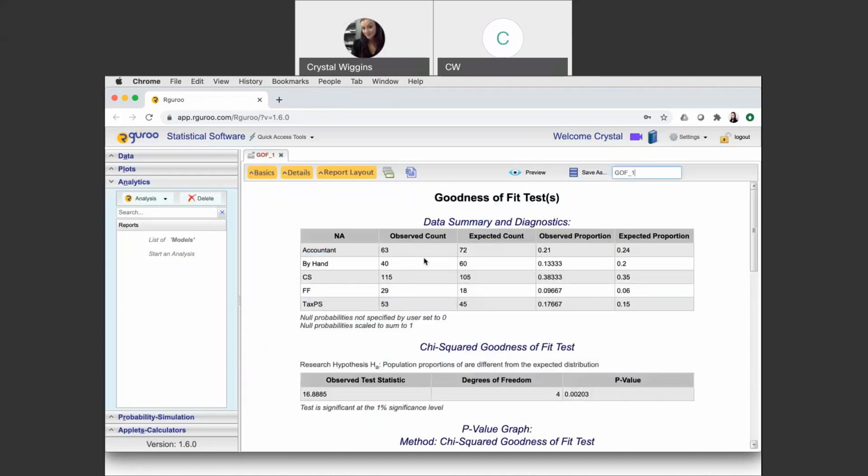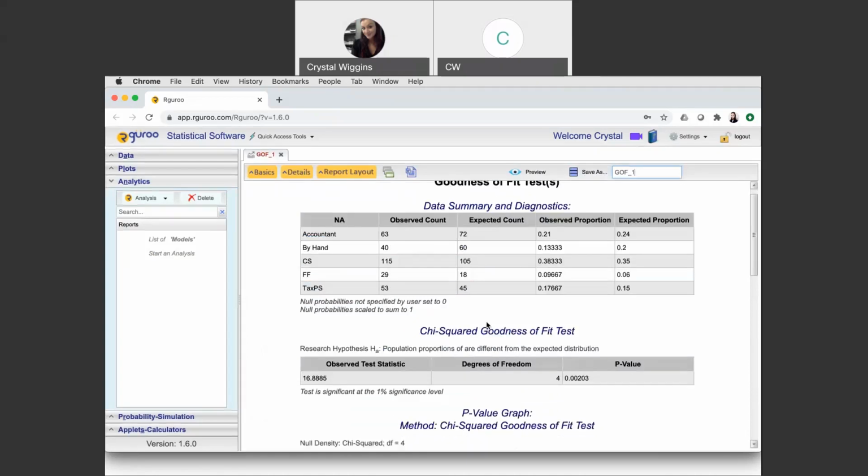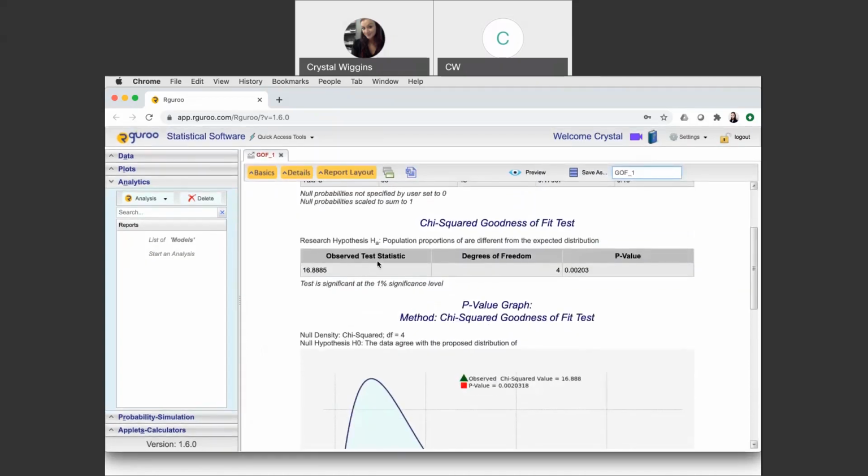So now I can see the observed counts that I typed, that Rguroo has calculated the expected, which are the same that you saw in the PowerPoint when done out by hand. We come down here, we can see the test statistic, which is the chi-square test statistic, is 16.8885. And the p-value is very, very small.